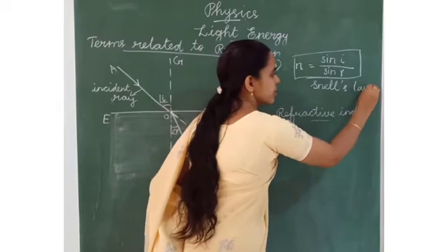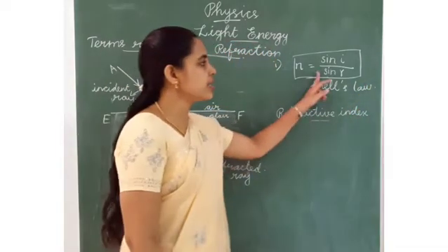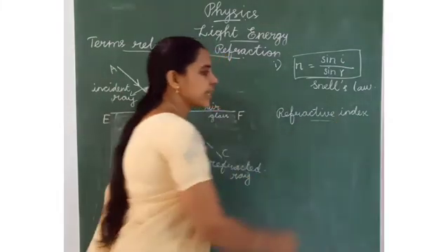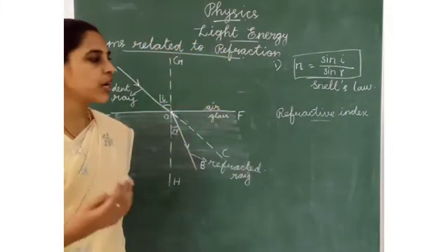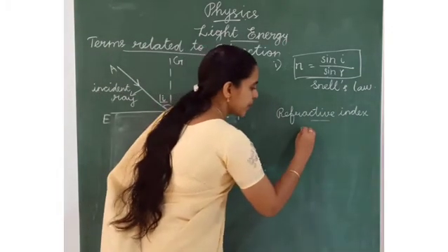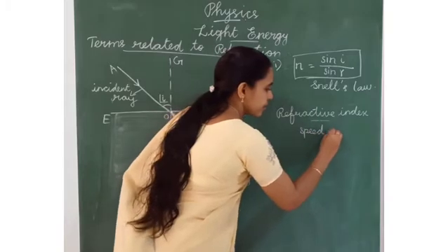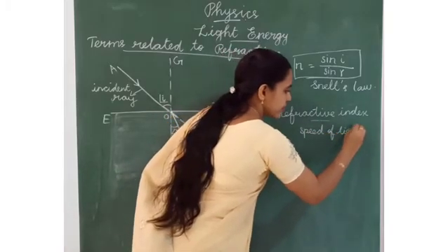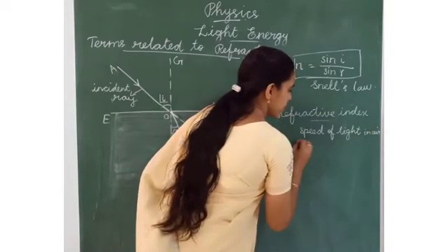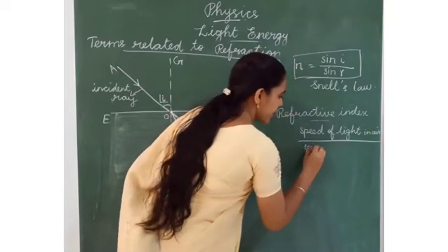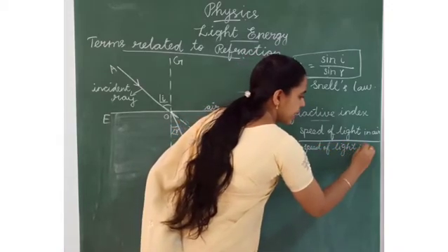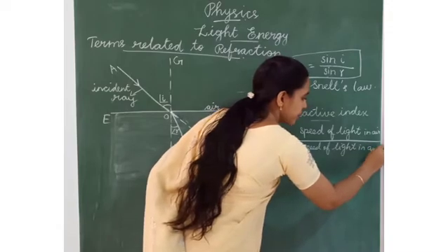What is the name of this law? Snell's law. When we have to find the refractive index, we have to know another formula: the ratio of the speed of light in air to the speed of light in another medium.